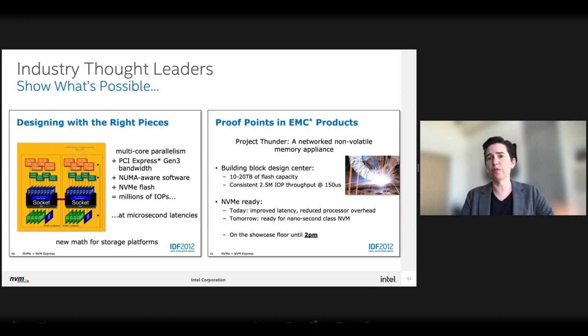And then a lot of why it is important to cross the chasm and really move forward with a brand new interface is showing what's possible. This is an example from back in 2012, EMC showing what was possible by designing with the right pieces. How could they get multi-core parallelism, build a different type of storage platform, and get that performance.